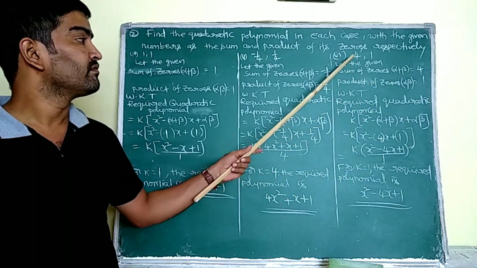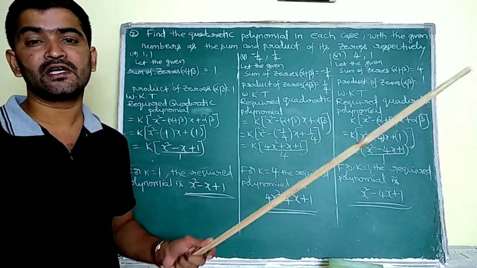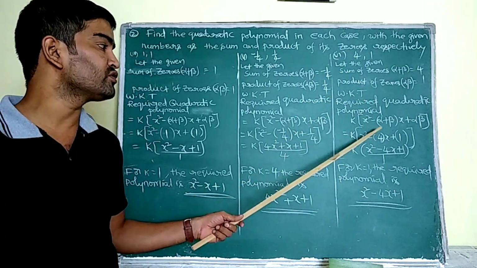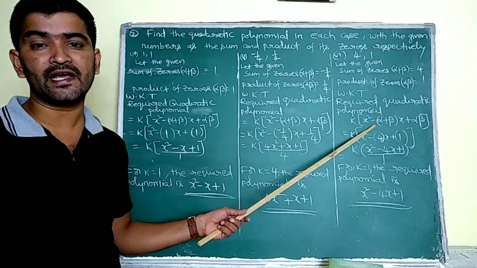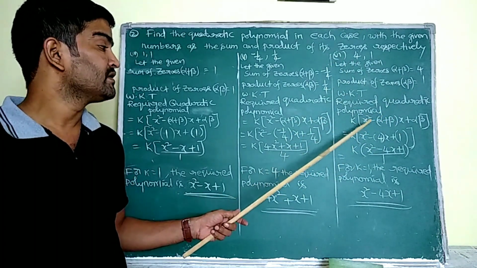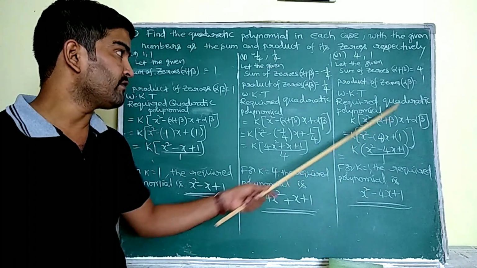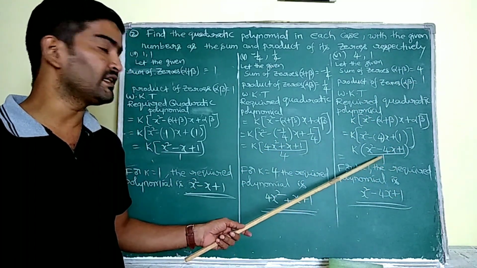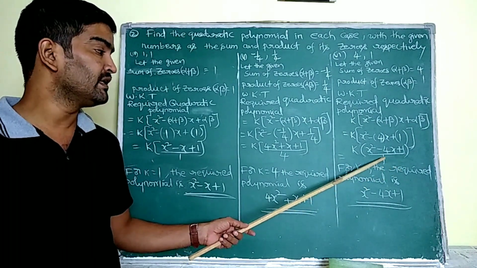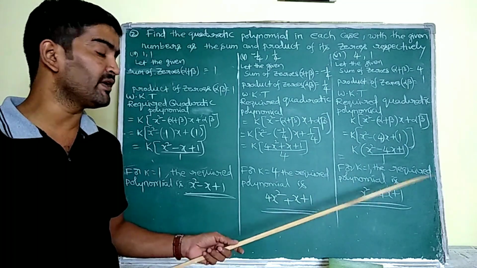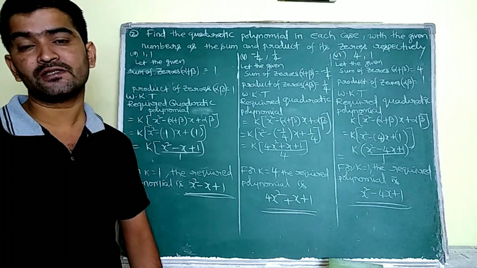Now 4, 1 is given as the sum of zeros and product of zeros. Therefore, we substitute those values in the required quadratic polynomial k into x square minus alpha plus beta into x plus alpha beta. In the place of alpha plus beta write 4, in the place of alpha beta write 1. Nothing is there in the denominator, so write the denominator as 1. So for k is equal to 1, the required quadratic polynomial is x square minus 4x plus 1.